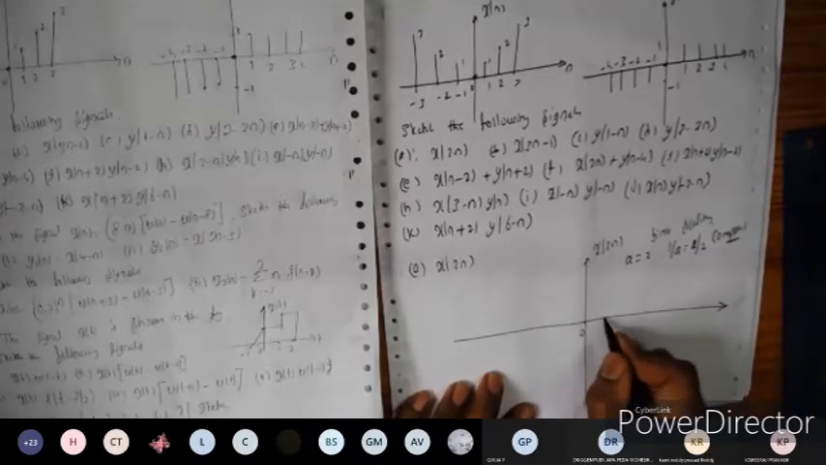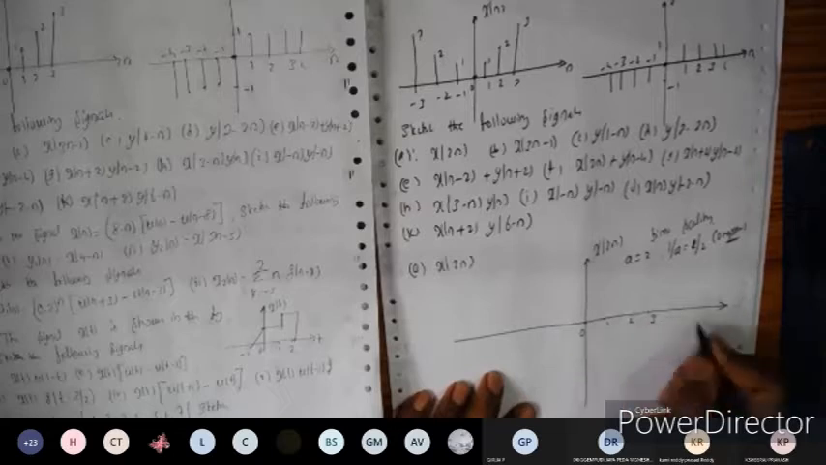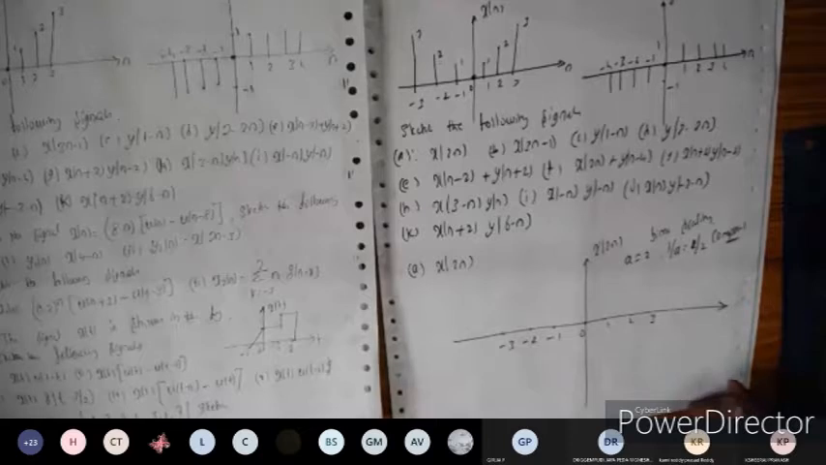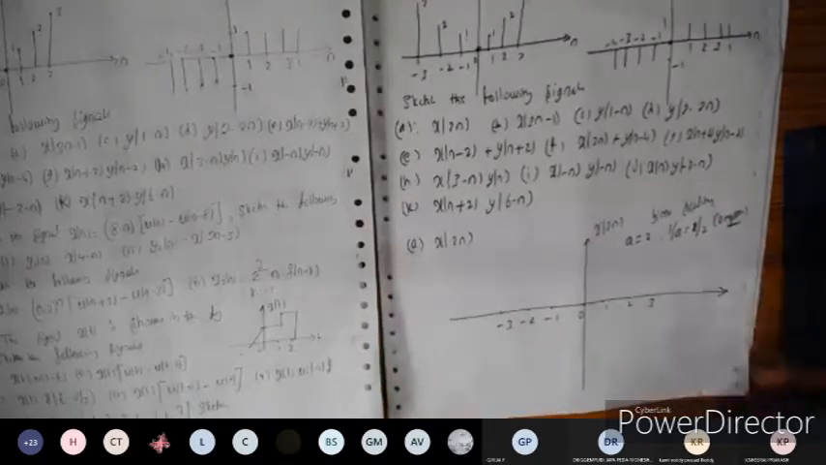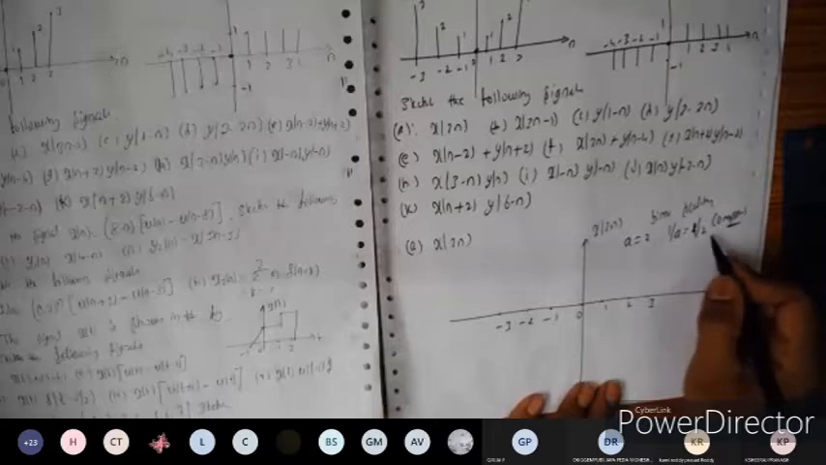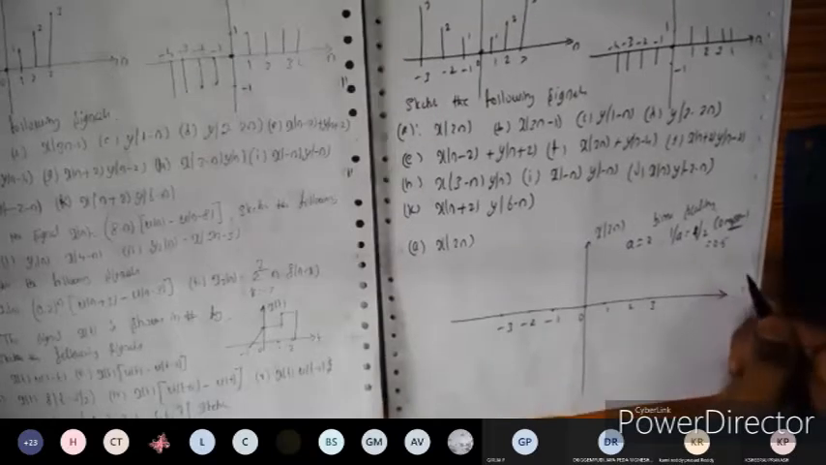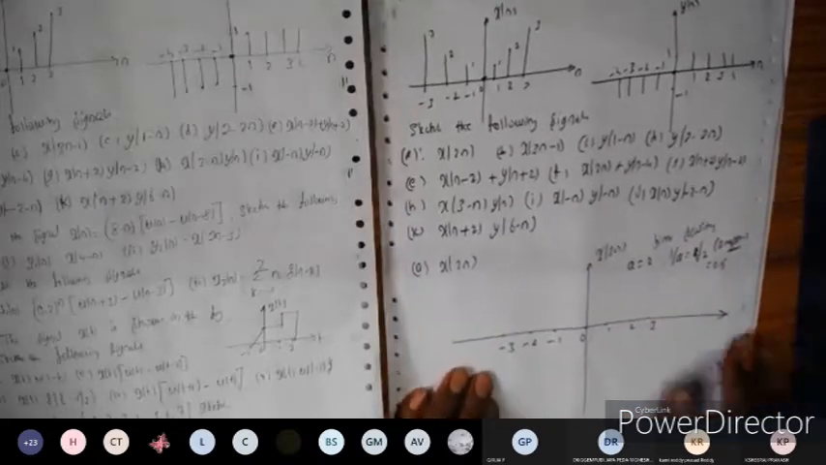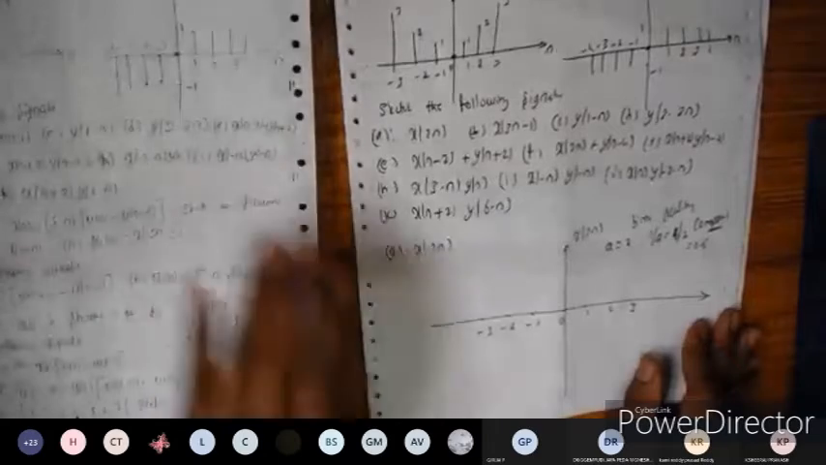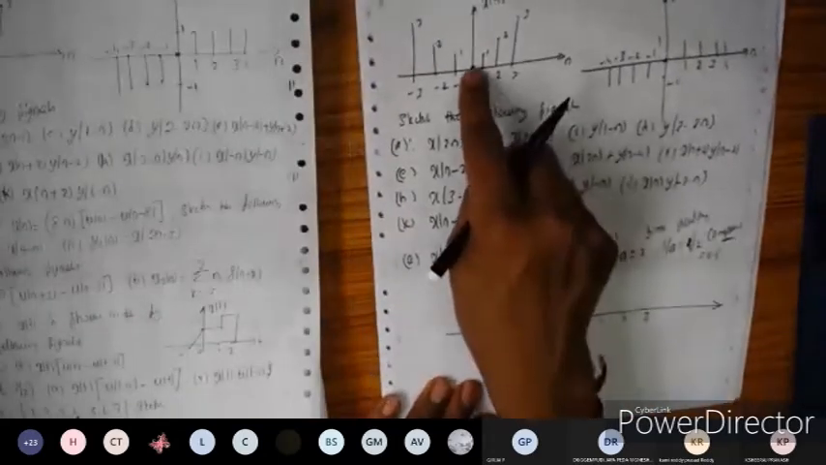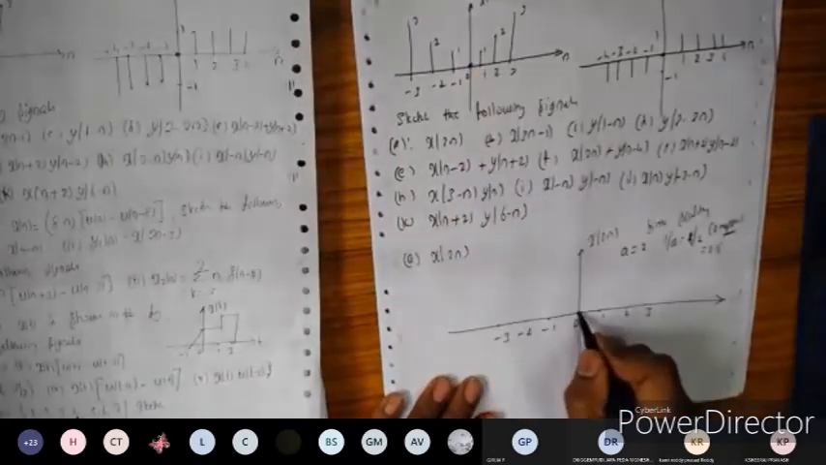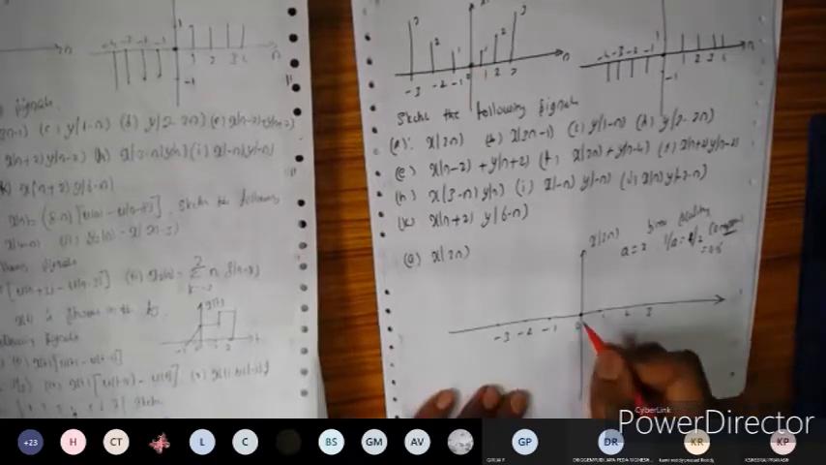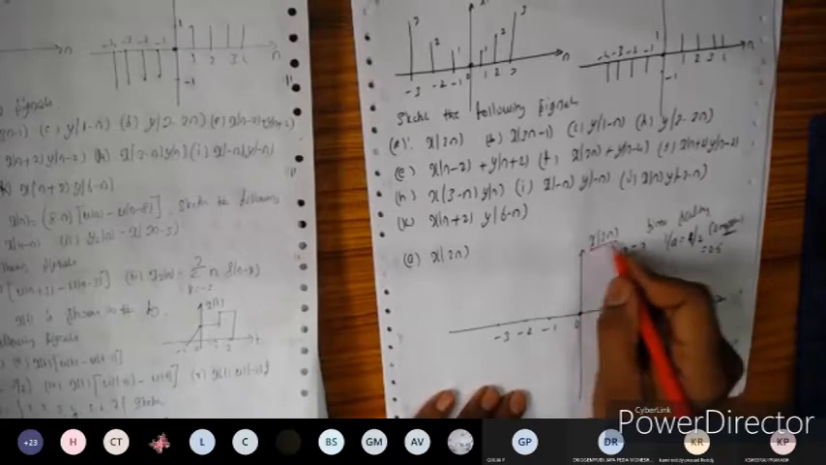So you can take the value of n equal to 0, 1, 2, 3, and minus 1, minus 2, minus 3. You need to multiply with the factor 1 by 2. That is 1 by a, which is equal to 0.5. So you need to multiply 0.5 to all the time axis. Next, at n equal to 0, when you multiply 0 with 0.5, 0 only will we get. The 0th sample will be 0 only.